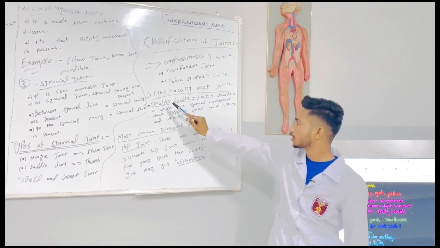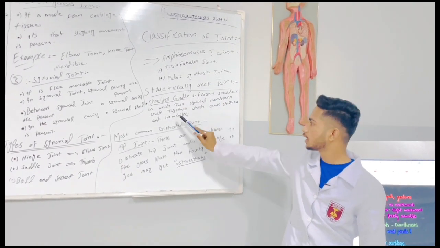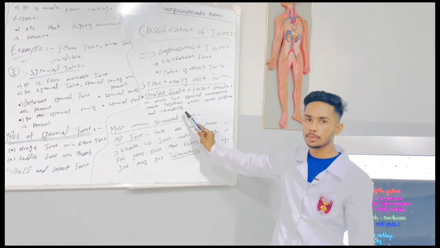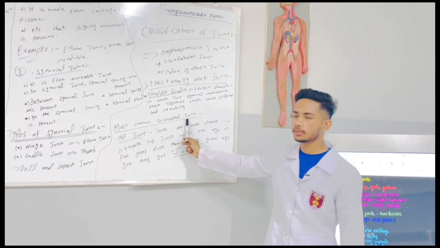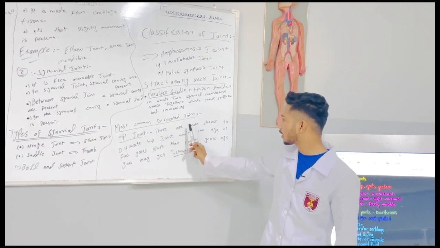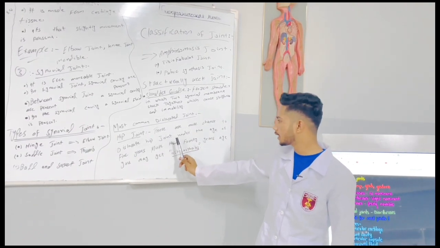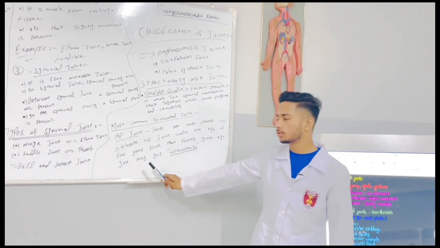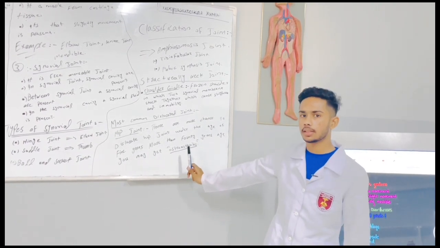Structurally weak joint: shoulder girdle. Frozen shoulder, in which two synovial membranes stick together, which causes stiffness and immobility. The most commonly dislocated joint is the hip joint. There is more chance to dislocate the hip joint under the age of 5 years. After 40 years of age you may get osteoarthritis.